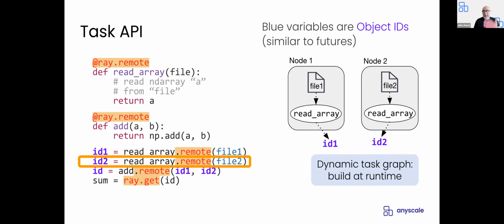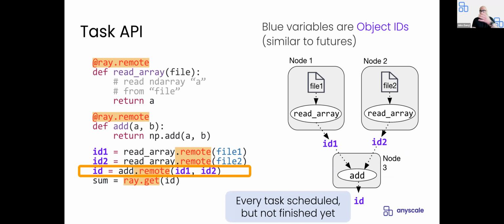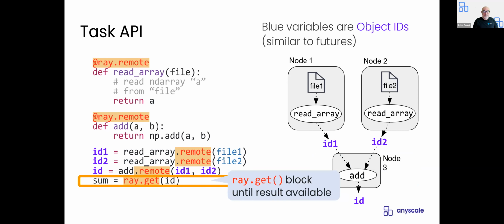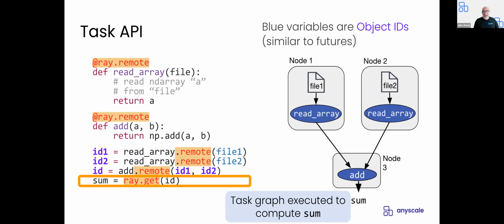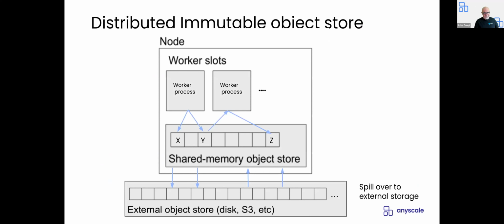And so over here, I'm creating my dynamic task, and then I'm going to return back the ID for the add function. And then I'm just going to do a get on it, which will block until the value is actually available. So that's the code of the tasks API and how it gets translated. And this is how the graph is actually executed on the cluster.